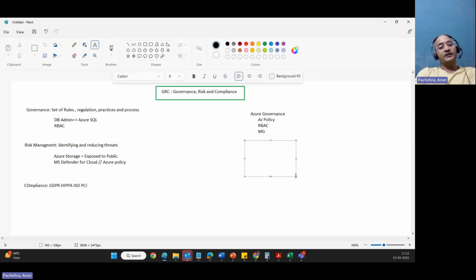So risk is any potential event that can negatively impact an organization. Risk management. Negative impact, right? So risk can be external, like cyber attacks or natural disasters, or internal, like data leaks and unauthorized access. So we need to manage it. How can we reduce risk in Azure?